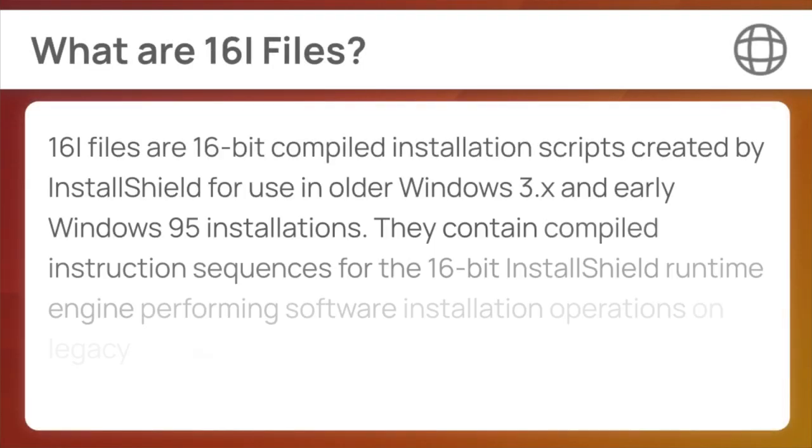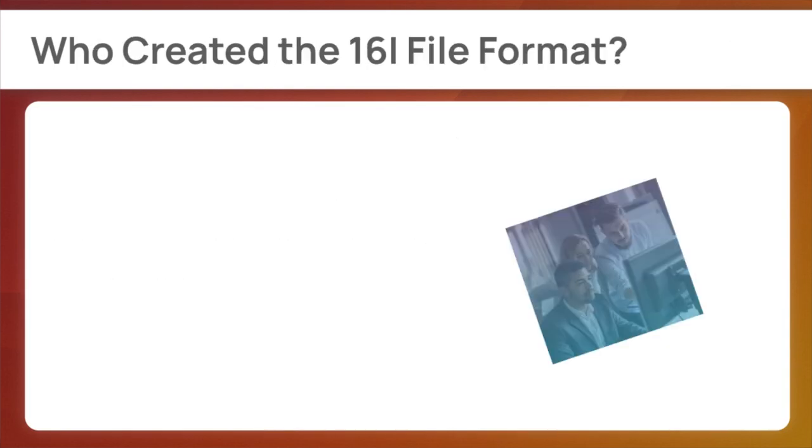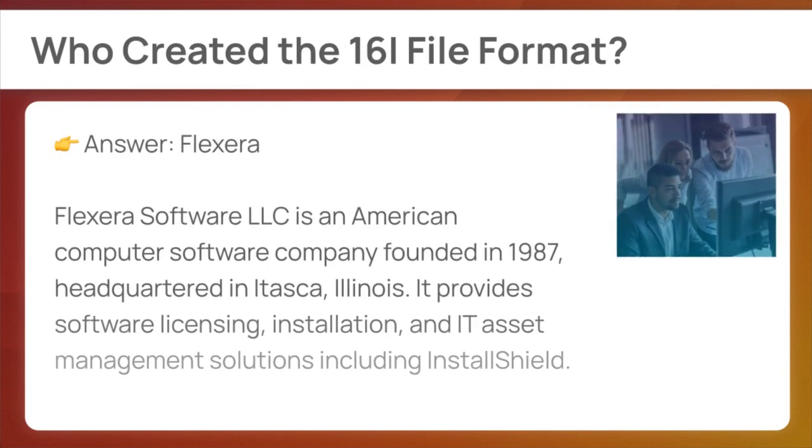16i files are 16-bit compiled installation scripts created by InstallShield for use in older Windows 3.x and early Windows 95 installations. They contain compiled instruction sequences for the 16-bit InstallShield runtime engine performing software installation operations on legacy Windows systems from the early to mid-1990s.